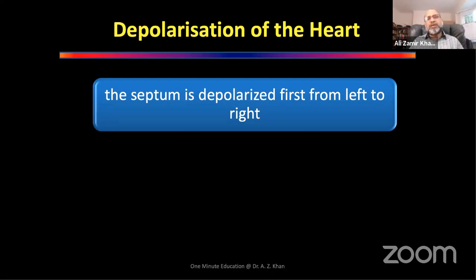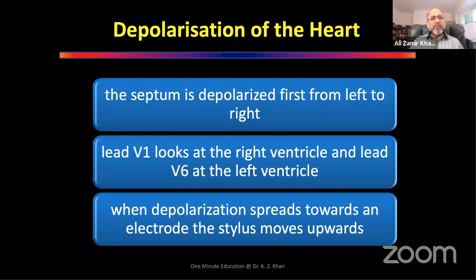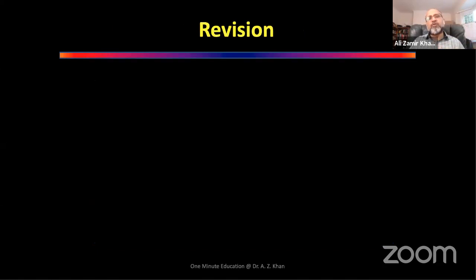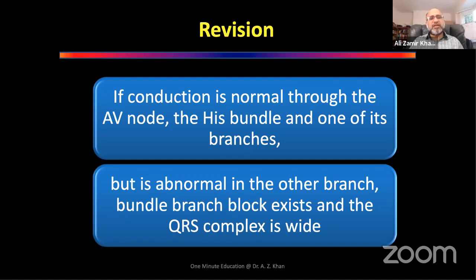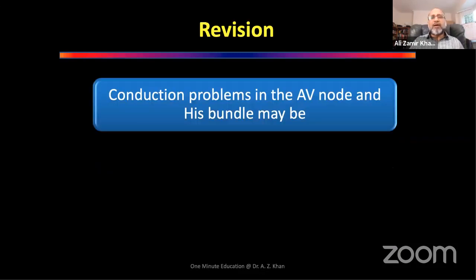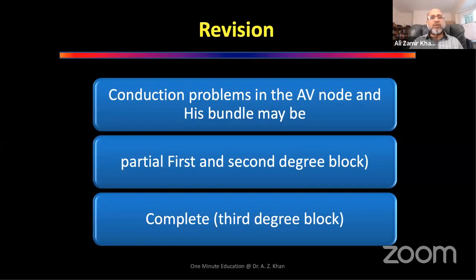We said that the septum depolarizes from left to right. Always, lead V1 looks at the right ventricle, V6 looks at the left ventricle. When depolarization spreads towards an electrode, the stylus moves upwards. If the conduction is normal through the AV node, the bundle of His and one of its branches, and it is abnormal in the other branch, then the QRS complex becomes wide. We did that earlier. Conduction problems in the AV node and bundle of His may be first degree or second degree or third degree, okay?